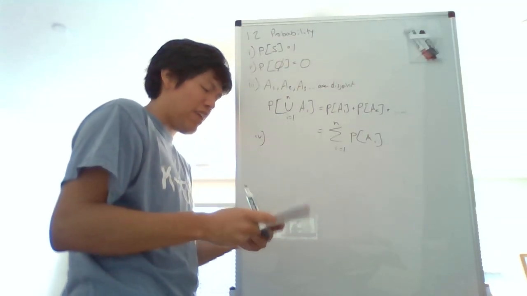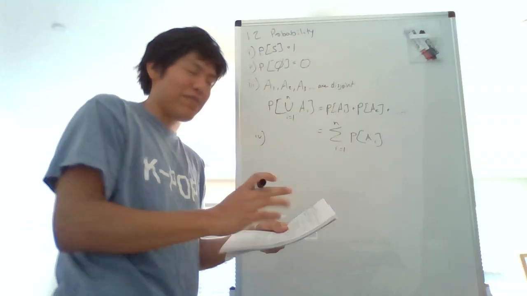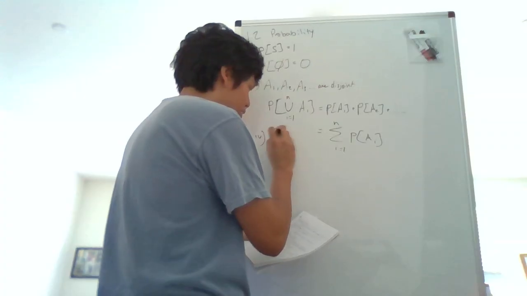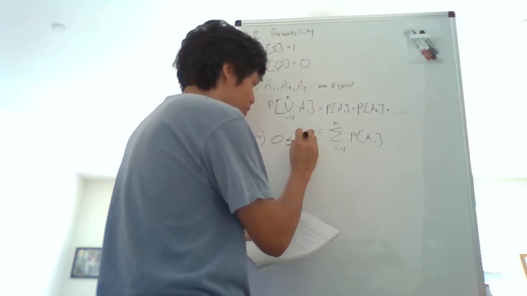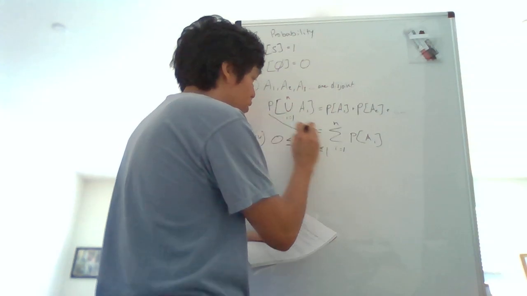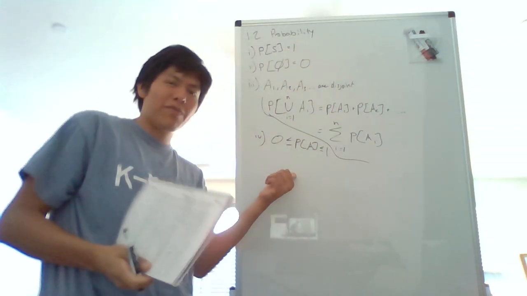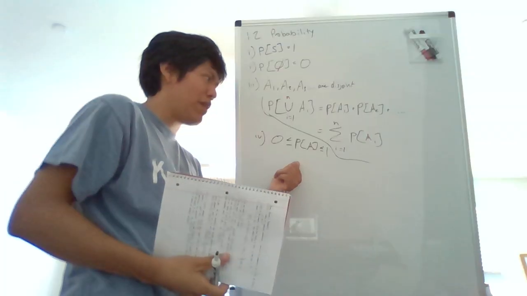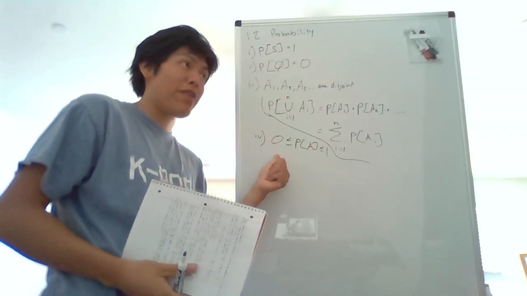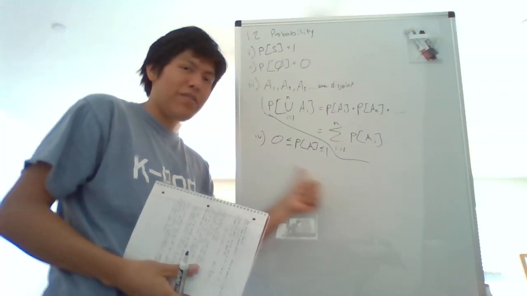For any event A, 0 is less than or equal to the probability of A, which is less than or equal to 1. So this is what I explained earlier, where the probability of something happening is greater than or equal to 0 and less than or equal to 1. It can't be less than 0, and it can't be greater than 1.